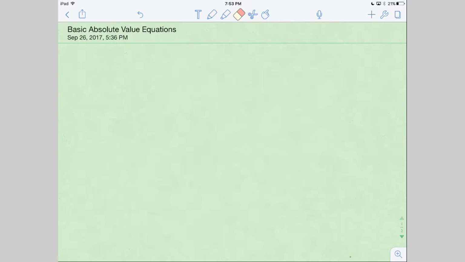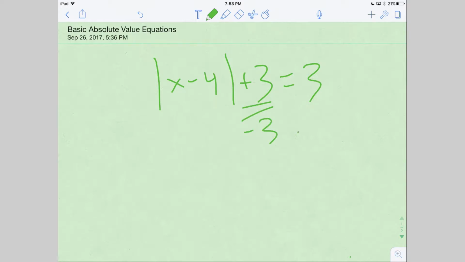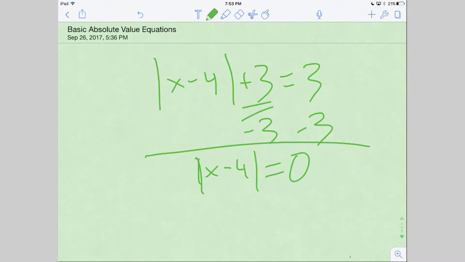Now we're going to be trying some slightly weirder stuff. So now we're going to look at something like this. The absolute value of x minus 4 plus 3 equals 3. Now again, we're going to be doing a similar thing as last time. Because this plus 3 is outside the absolute value, we can subtract it from both sides. And now we get the absolute value of x minus 4 equals 0.